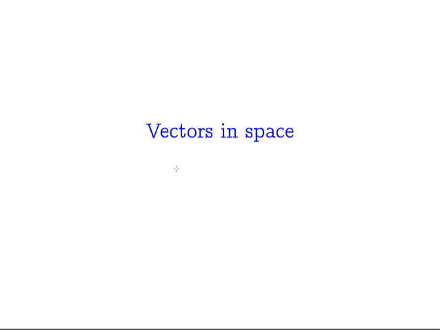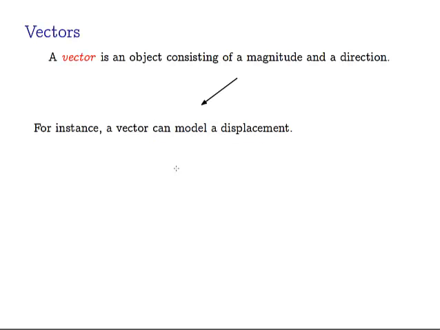Let's go and talk about vectors in space. A vector is considered as an object with a magnitude and a direction. It's often represented as an arrow. Vectors can, for instance, model displacements. They can model velocities as well.